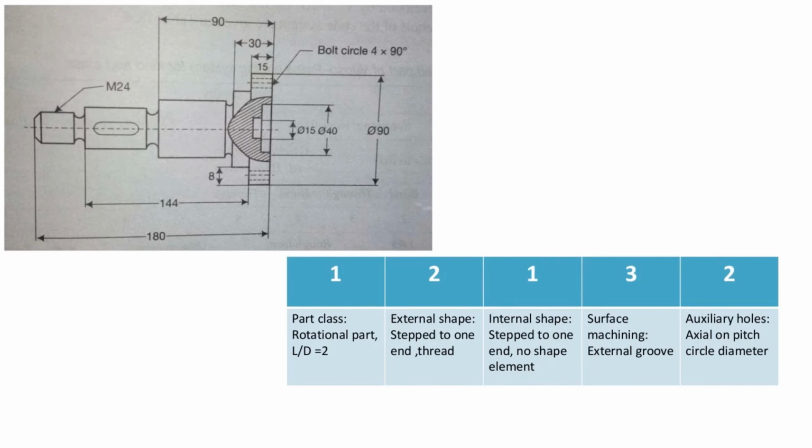Here is another example which is a little more complex. The first thing we have to do in OPITZ is calculate the length to diameter ratio. Next, find the external shape, internal shape and surface machining. External groove is done. Auxiliary holes are axial on the pitch circle diameter.